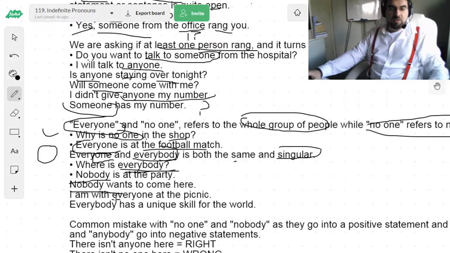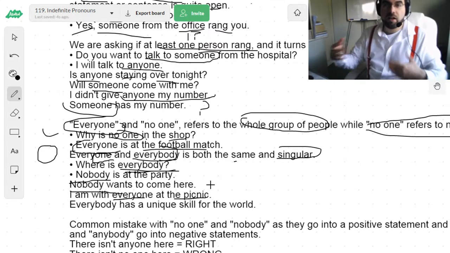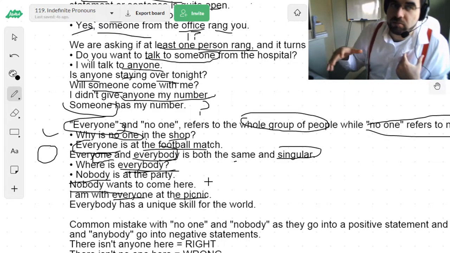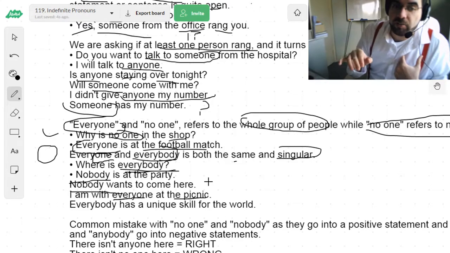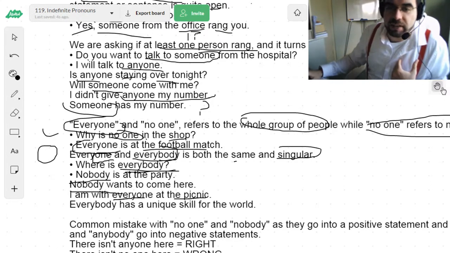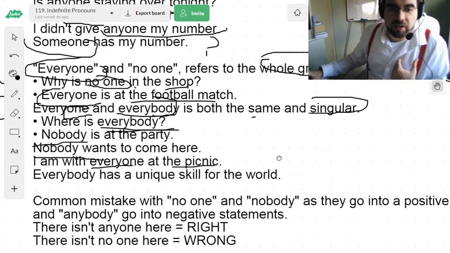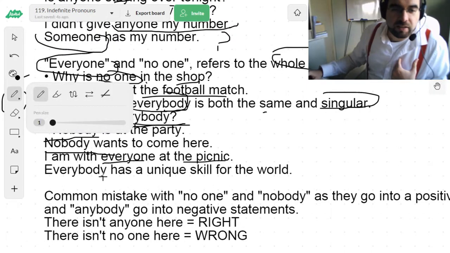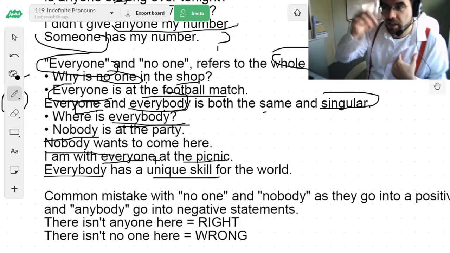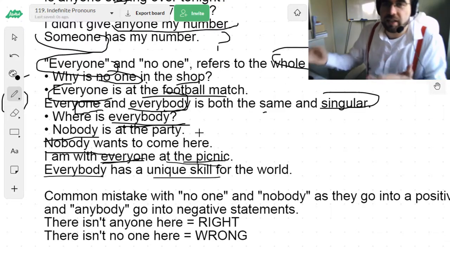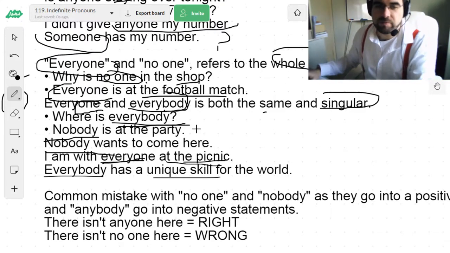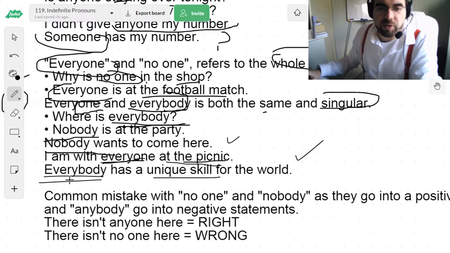I am with everyone at the picnic. I am with everyone from work, a clarifier. I am with everyone from the party. Everybody has a unique skill. Everyone is at the picnic. Everybody is smart. Unique skill.